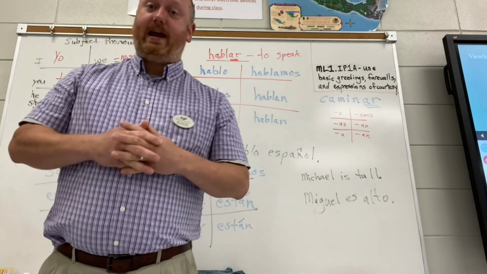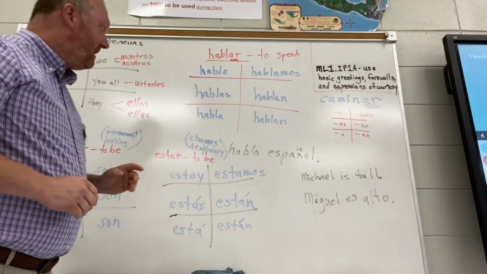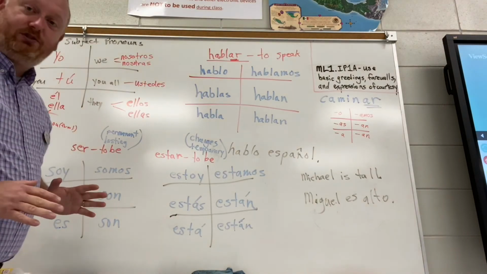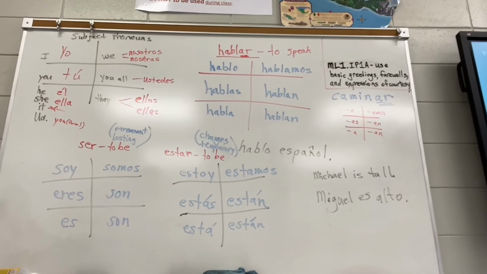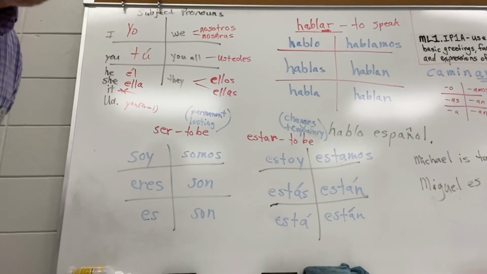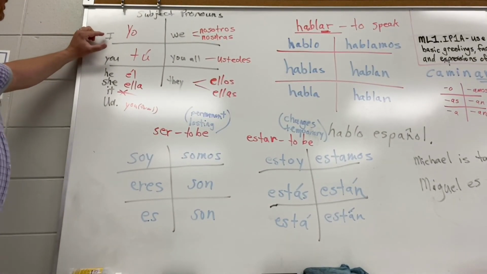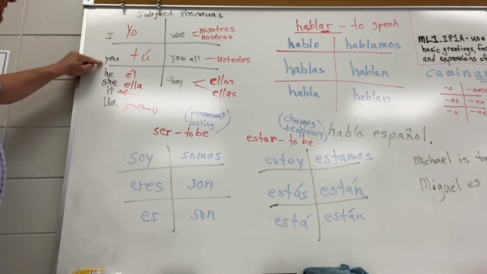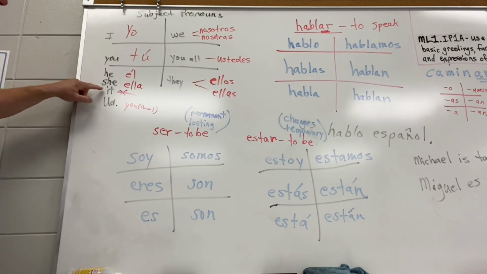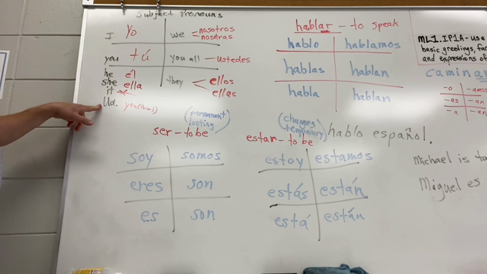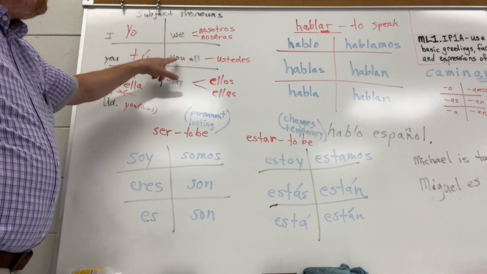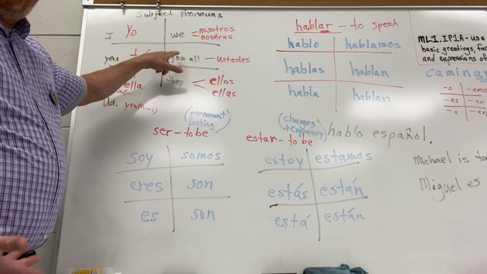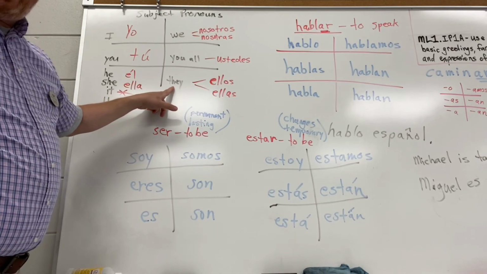And the other day when we were in class, we discussed the personal or subject pronouns, and here they are. The subject pronouns are, in English, I, you, he, she, and in English we have it, and then usted, you formal. Then on the plural side we have we, you or you plural or y'all, and we have they.